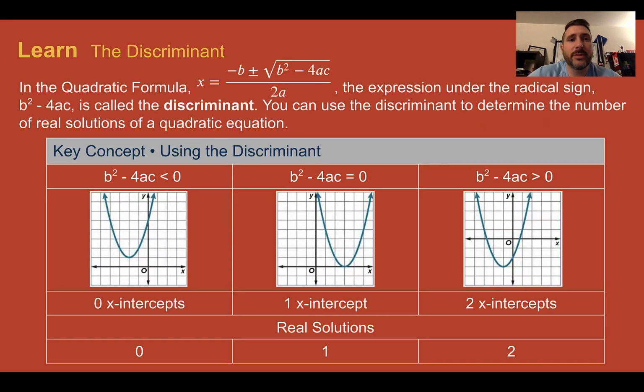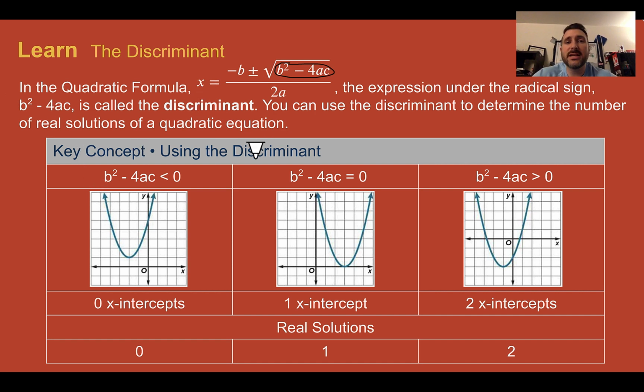Let's learn the discriminant. In the quadratic formula, which we can see here, the expression under the radical sign, so this part right here, b squared minus 4ac, is called the discriminant. And you can use that value to determine the number of solutions a quadratic equation will have. So if you want to know how many solutions something has before trying to solve it, then use b squared minus 4ac. Or maybe your question is just asking how many solutions does it have. There, you can just plug b, a, and c into the discriminant and use that value to help you out.